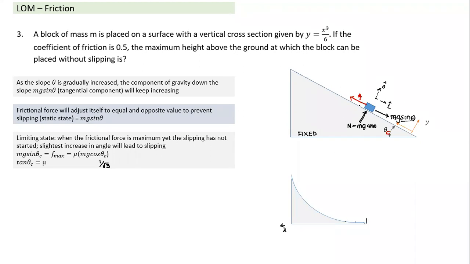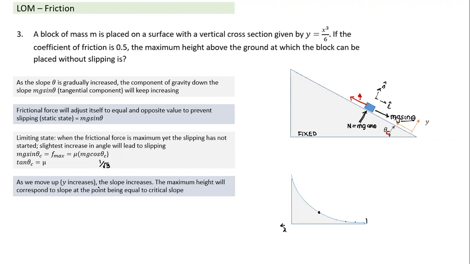So here what we're doing is something different. Here also we found the critical angle by tilting the slope, and here also by moving to a different point of the curve, the slope is increasing. Moment I reach a point where the slope becomes equal to mu, that's the highest point the object can be placed. That's the simple concept involved in this question. As we move up, as y increases, slope increases, so the maximum height will correspond to the slope at that point being equal to the critical slope. So what is this condition?